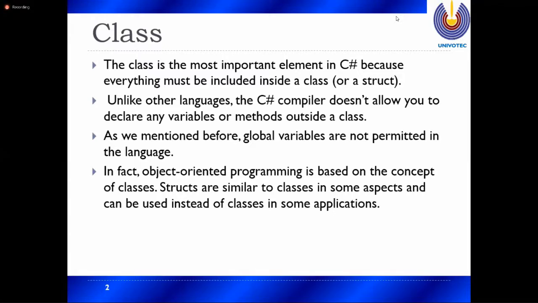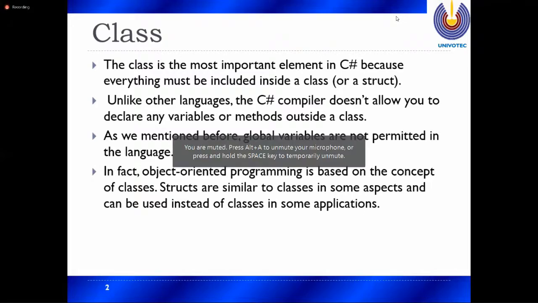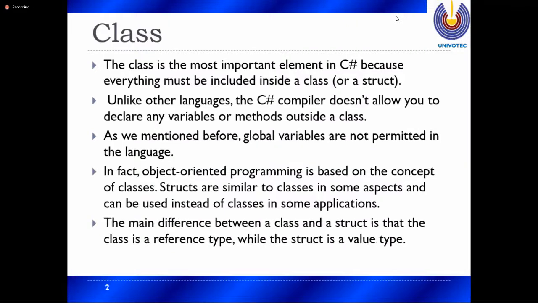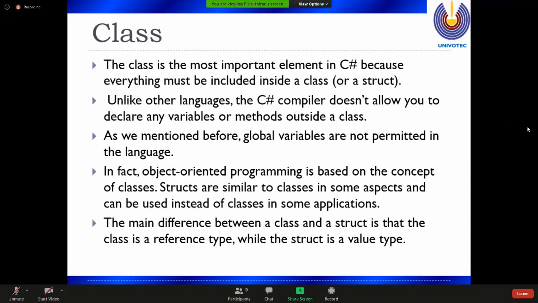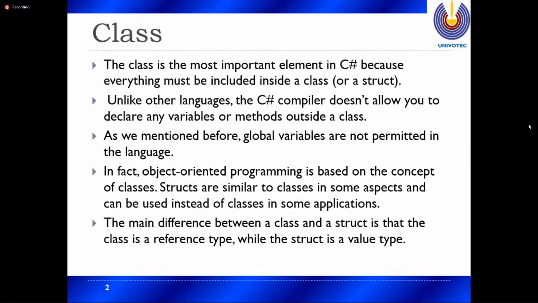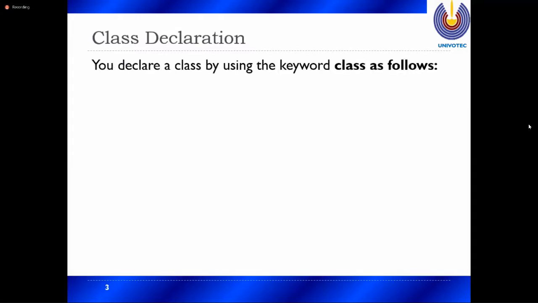Structures are similar to classes in some aspects and can be used instead of a class in some applications. A structure is also a class object. The main difference between the class and struct: class is a reference type, it has the address and value. But the struct is a value type, with no address location. That's the only difference between struct and classes. Classes are a reference type. That's an object.